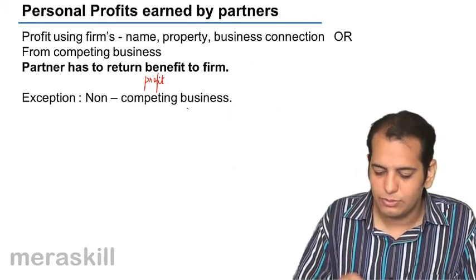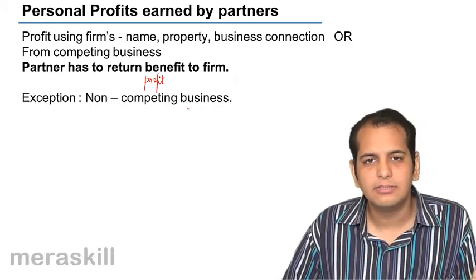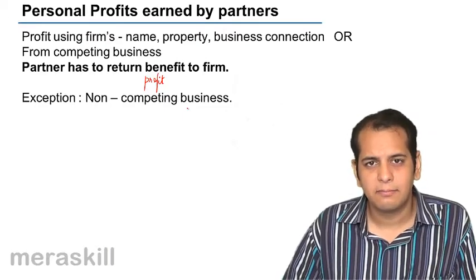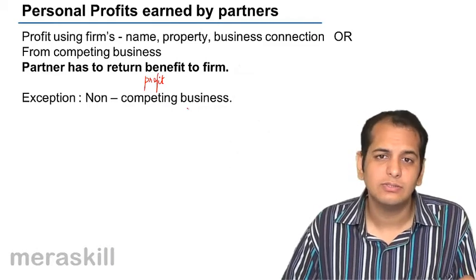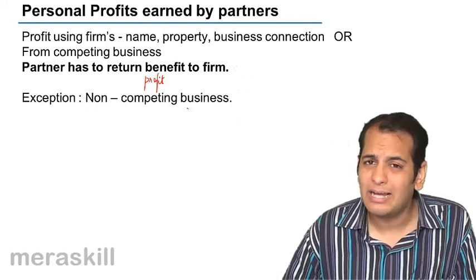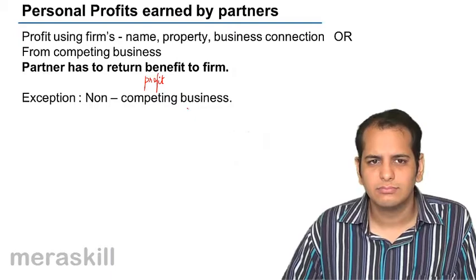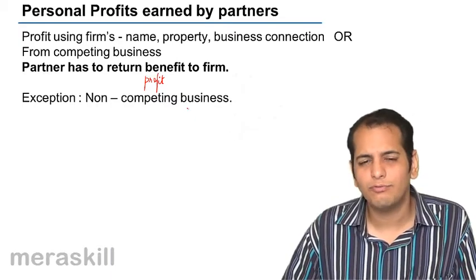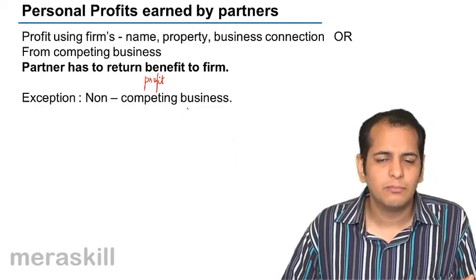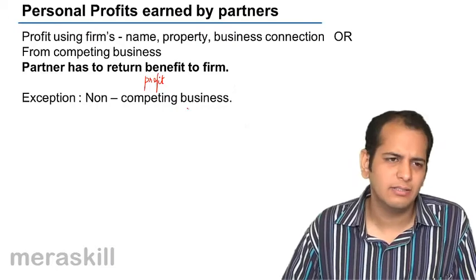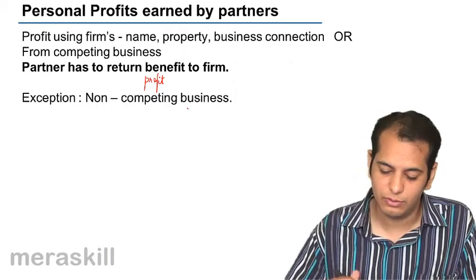So the exception is non-competing business. If he is not doing a competing business, let's say the firm is into the business of selling garments, and one of the partners also does the business of rendering IT services or selling of computers, then whatever profits he makes from the non-competing business will not be liable to be given to the firm. He is not liable to return the benefit there. He can keep the benefit, he can keep the profits. Okay.